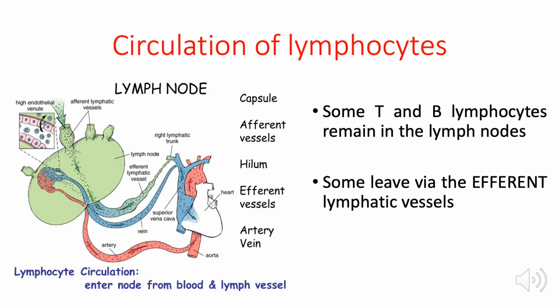Some of the T cells and B cells that had entered the lymph node will remain in the lymph nodes. Remember, 70% of them are in the circulating pool, while 30% are found in the secondary lymphoid organs. While some of them will exit the lymph node via the efferent lymphatic vessel present on the hilum of the lymph nodes.